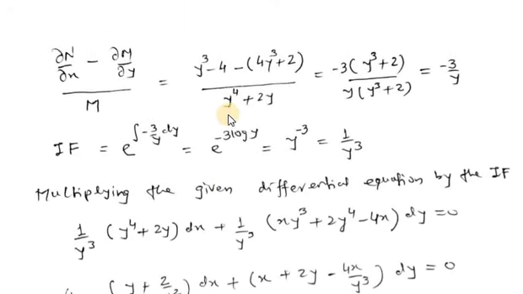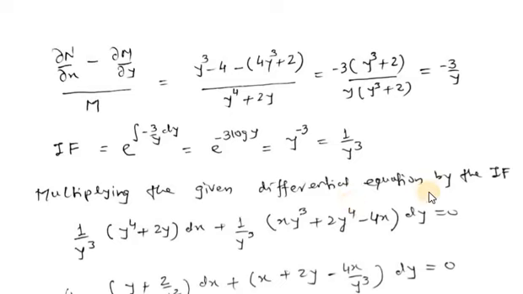Now simplifying this, in the numerator we have minus 3 times the bracket y cube plus 2, and taking y common from the denominator, it becomes y cube plus 2. So y cube plus 2 will cancel out, and the result is minus 3 by y. Now this is f of y. So the integrating factor is e raised to the integration of f y dy. E raised to the integration of minus 3 upon y is minus 3 log y. Applying the properties of logarithm, it becomes e raised to log y raised to minus 3, which is y raised to minus 3, that is 1 upon y cube.